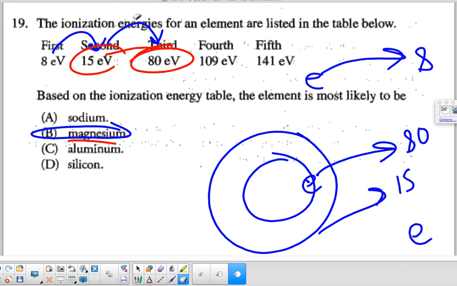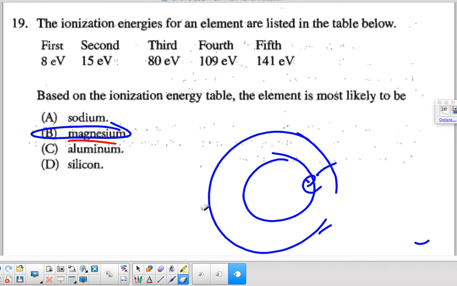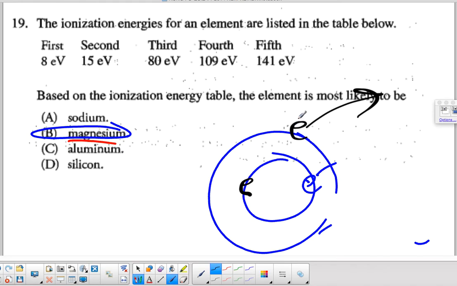19. Ionization energies for an element are listed below on the table. How do you figure out which one is the element? Well, remember, the trick is you look for when you see a jump in energy. If I'm removing electrons, let's say I'm setting up the different atoms here, I have core atoms. It asks about magnesium, for example, or sodium. Sodium only has 1 electron in its outer shell. When it removes it, you should see the jump in ionization energy from the first level to the second level.